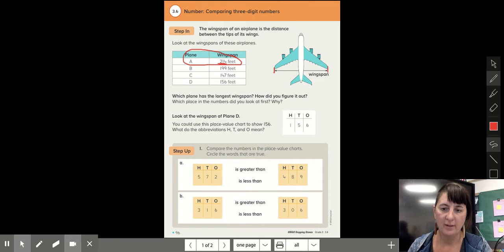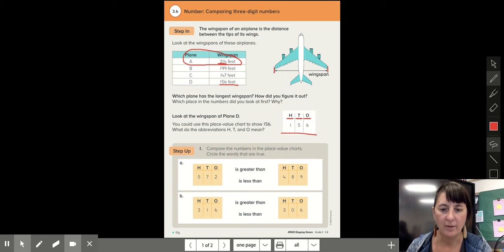Look at the wingspan of plane D. So we have 156 feet for plane D. You could use this place value chart to show 156. What do the abbreviations H, T, and O mean? The H stands for hundreds, the T stands for tens, the O stands for ones.